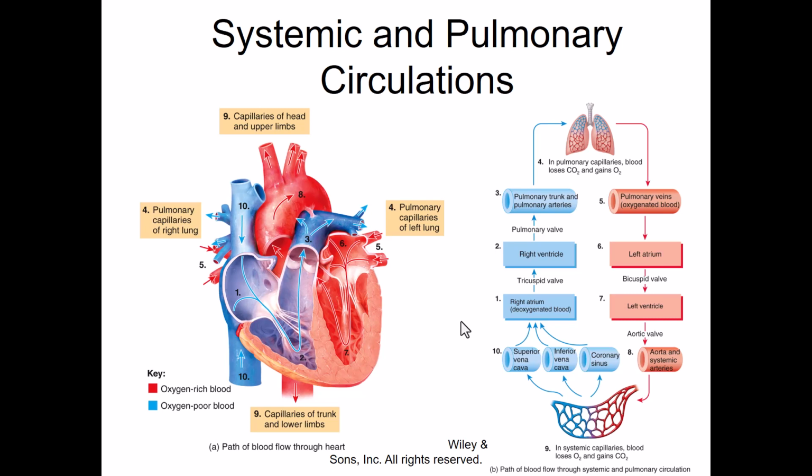That deoxygenated or oxygen-poor blood carrying CO2 will return through the superior and inferior vena cava. Blood returns from the superior vena cava if it comes above the diaphragm, and in the inferior vena cava if it comes from below the diaphragm. The coronary sinus is the large vessel of coronary circulation that is going to drain the venous blood from coronary circulation back into the right atrium as well. So the right atrium receives all the oxygen-poor blood.